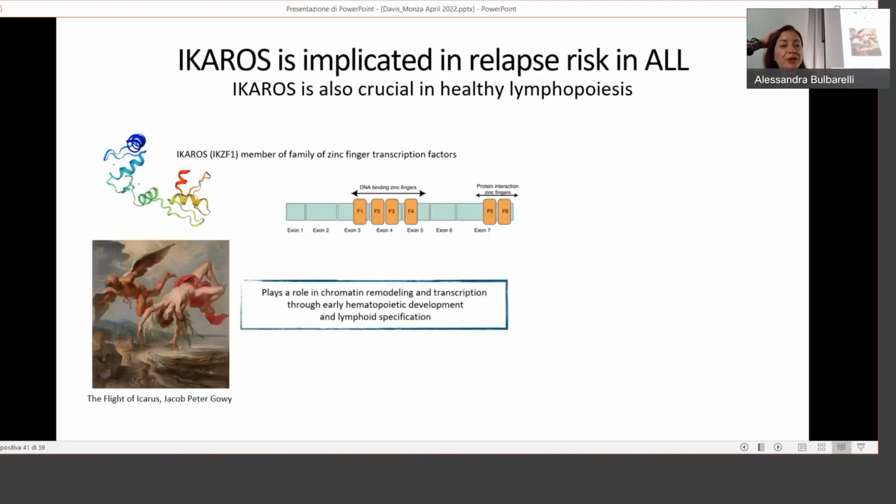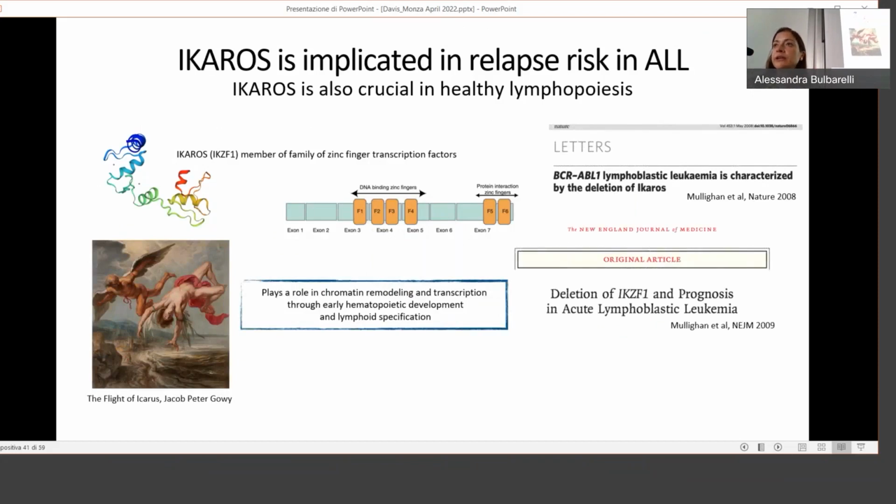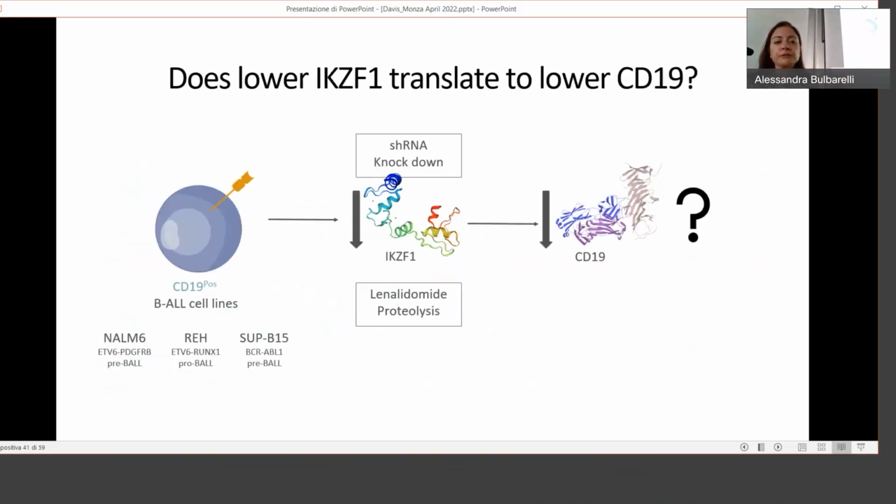A word about Ikaros, I mentioned it a little bit earlier. It's a transcription factor that's really important for lymphopoiesis, and it plays a role in chromatin remodeling and transcriptional regulation, and is really important in lymphoid specification. And it's previously been implicated in relapse risk in ALL through mutations or splice alterations. And so it's one of the things that I think is probably looked at in the clinical lab here in order to make risk determinations for patients.